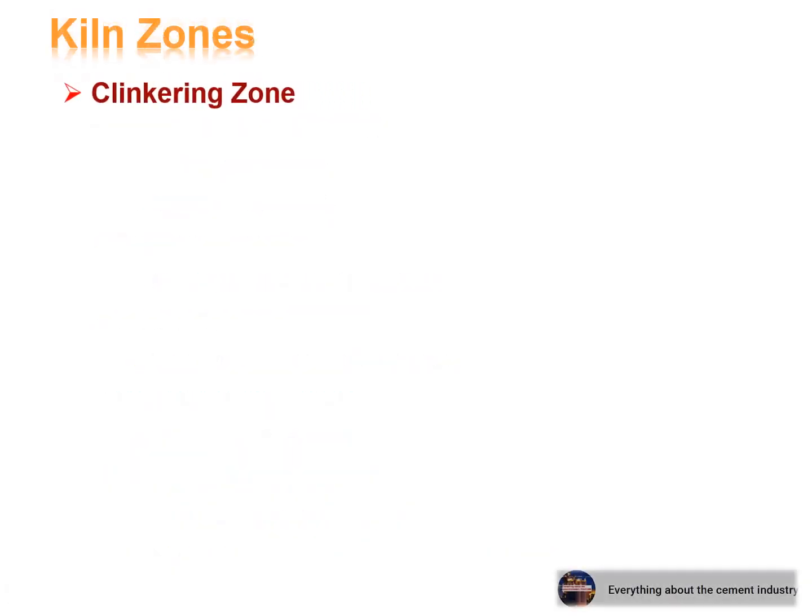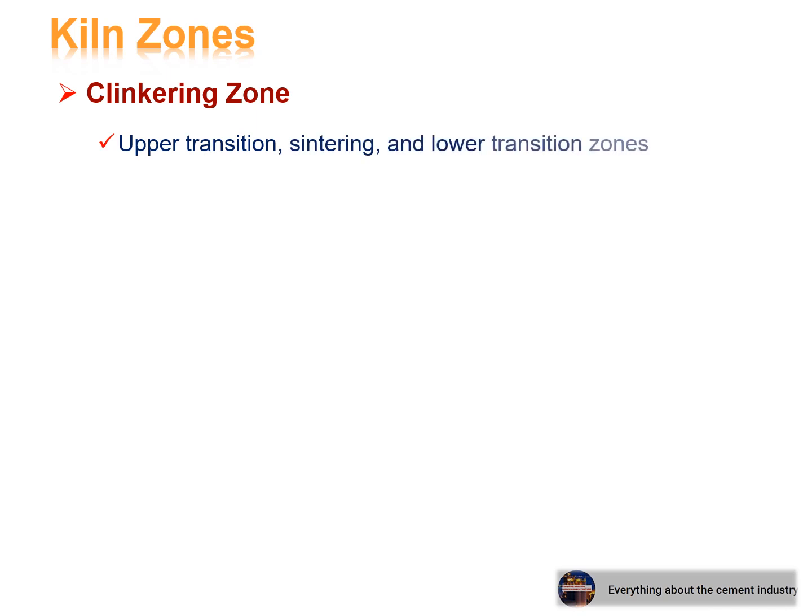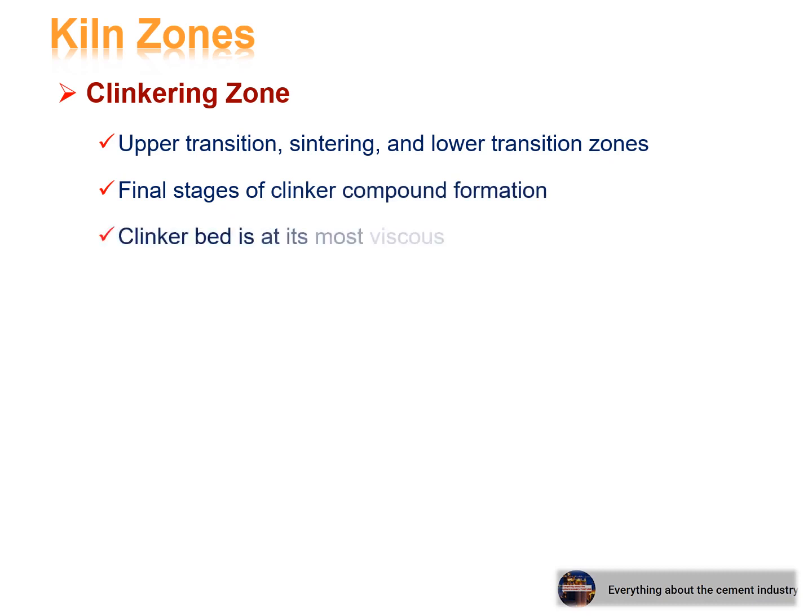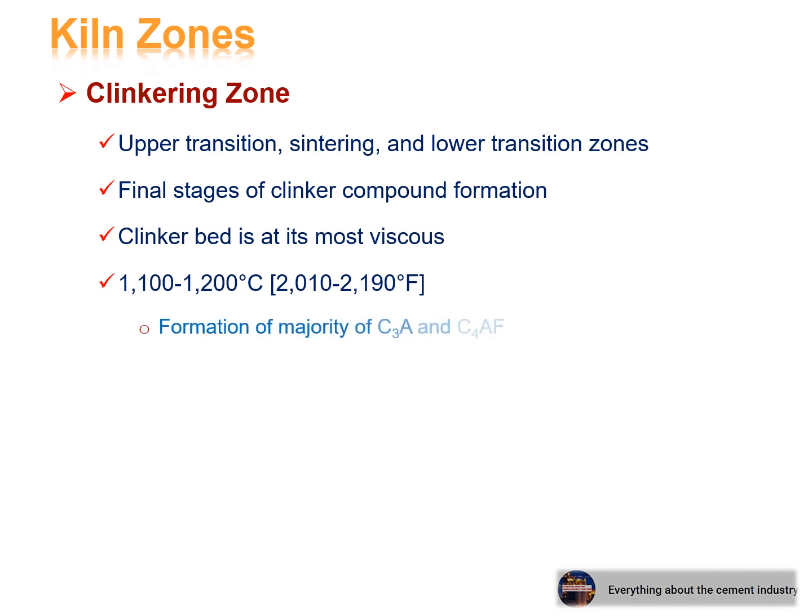Clinkering zone: upper transition, sintering, and lower transition zones. Final stages of clinker compound formation. The clinker bed is at its most viscous. 1100 to 1200 degrees: formation of the majority of C3A and C4AF. 1260 degrees: liquid formation begins.